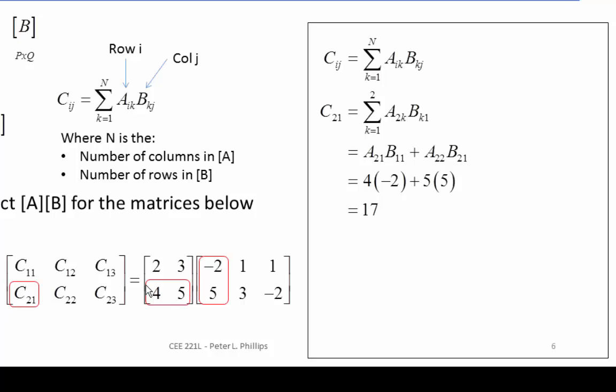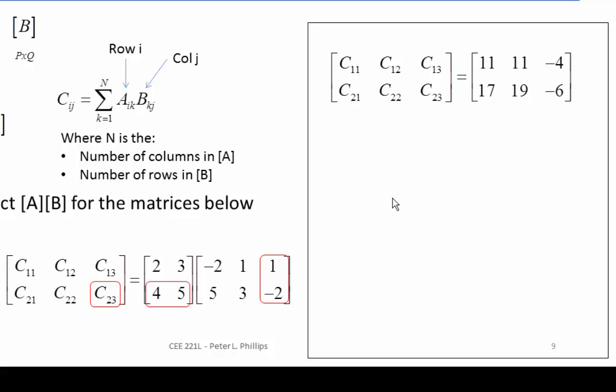C21, we take row 2 from matrix A times column 1 from B. 4 times negative 2 plus 5 times 5 is 17. And then C22 is row 2 times column 2, we get 19. And then C23 is row 2 times column 3, so 4 times 1 plus 5 times negative 2 is negative 6. So the final product, which is matrix C, is equal to this 2 by 3 as shown here.